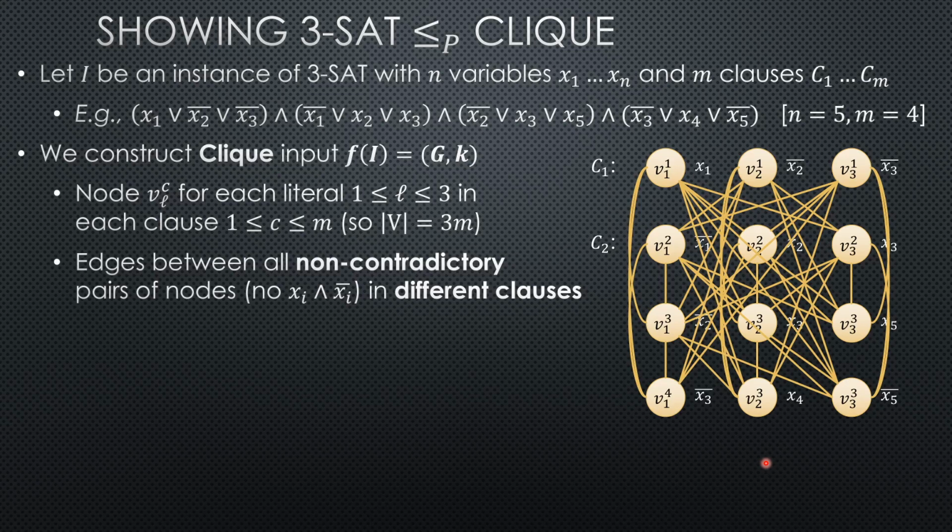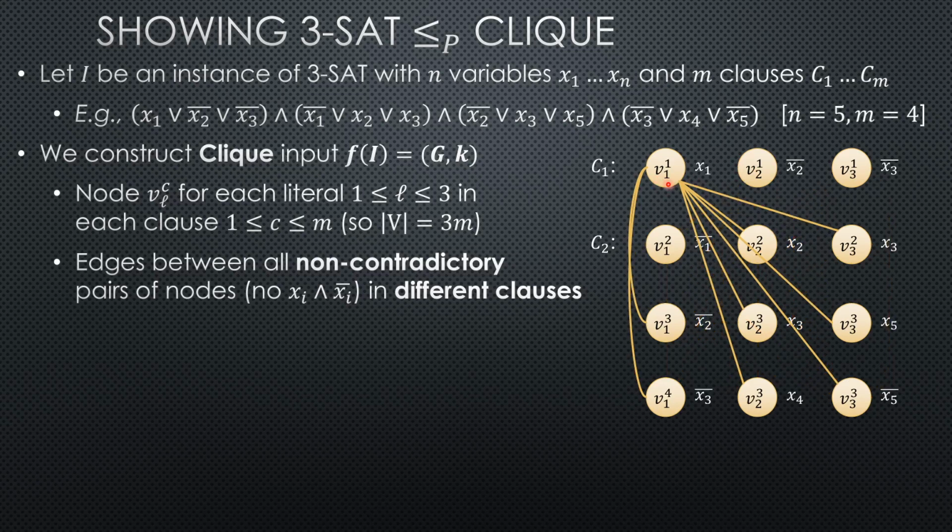Now, what would it mean if there's an edge from v11? Let me back up a couple steps here. If there's an edge from v11 to tons of different nodes here, what does that mean? There are edges from v11 to all these different nodes. That means I can simultaneously satisfy v11, x1. My assignment of x1 to true will not contradict any of these assignments. These assignments might contradict each other. For example, x3 contradicts not x3. But my assignment of x1 to true would not contradict setting any of these literals to true.